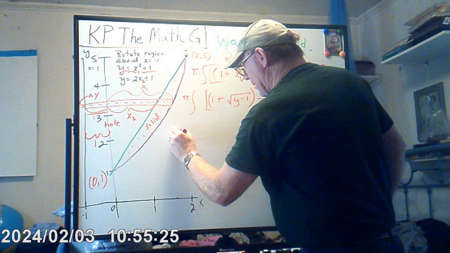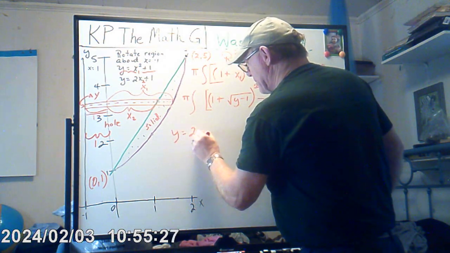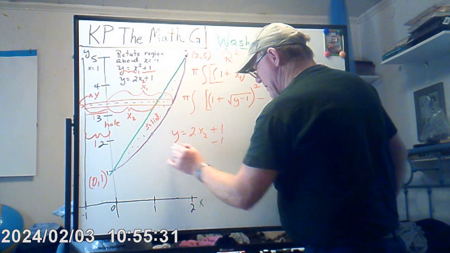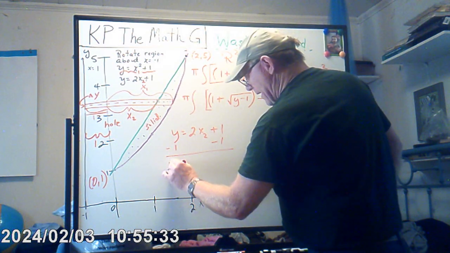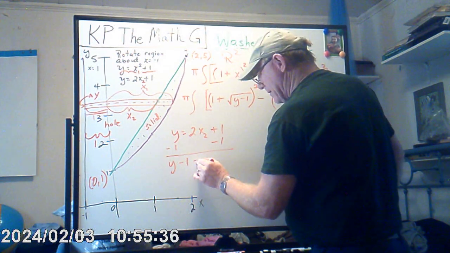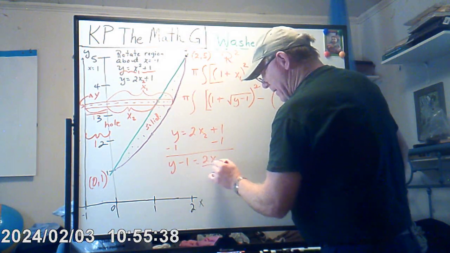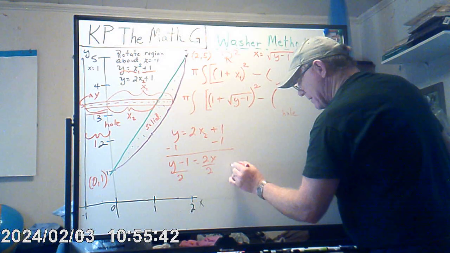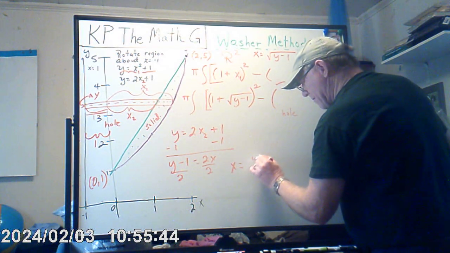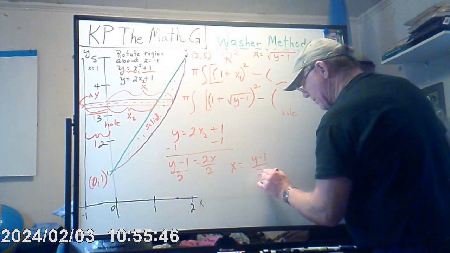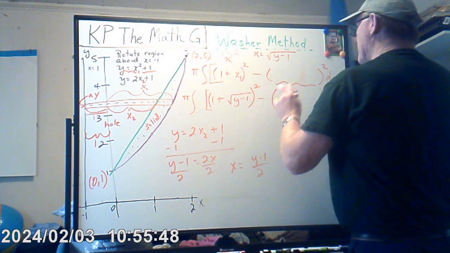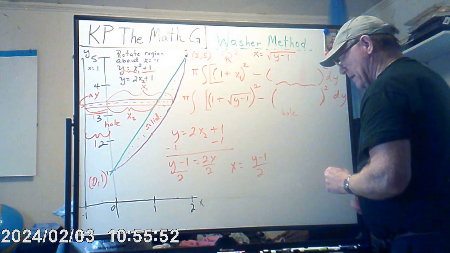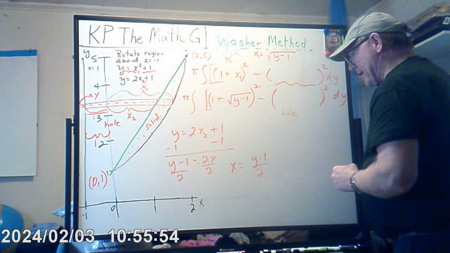All right, so y is equal to 2x of 2 plus 1. So minus 1, minus 1. So again, y minus 1 is equal to 2x, and I'm going to divide by 2. So x is equal to y minus 1 over 2. So in the other problem, I'll put it somewhere else. We got to put that here.